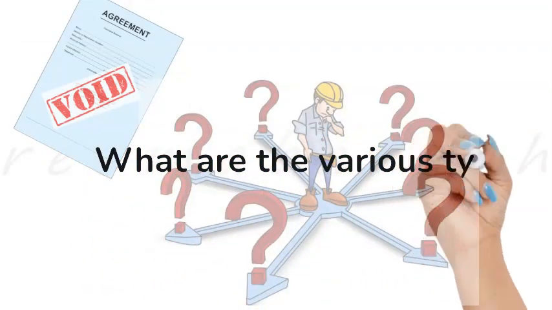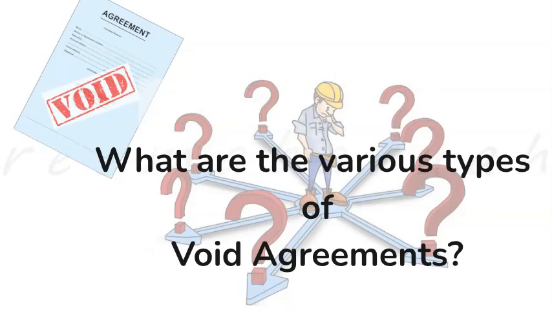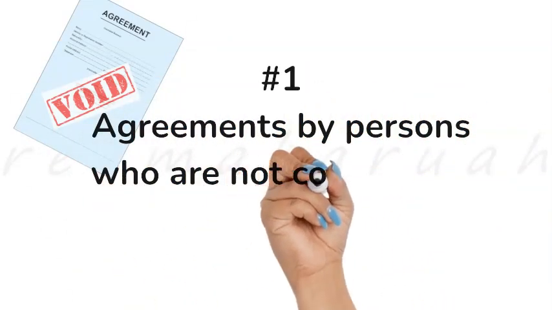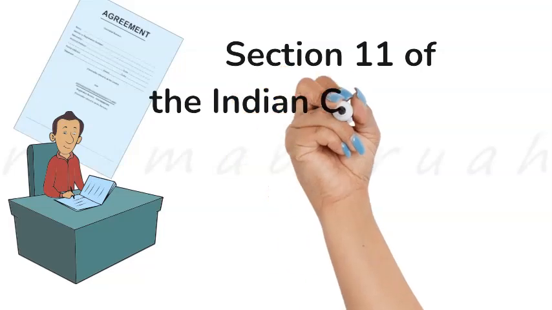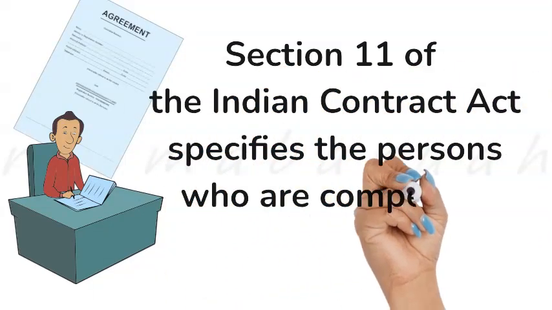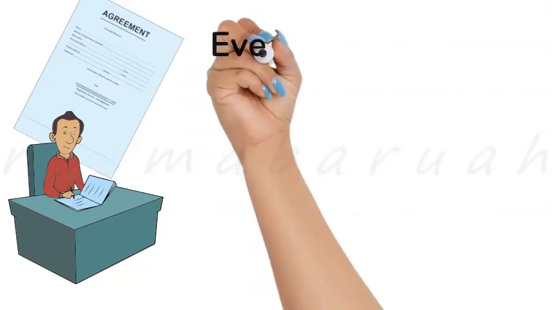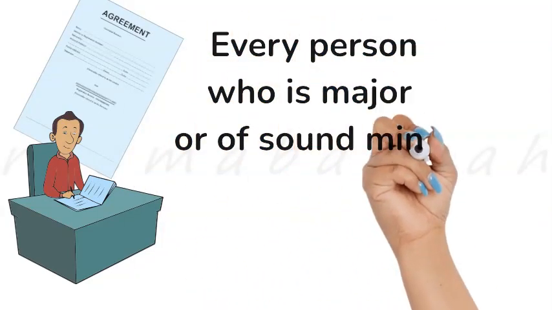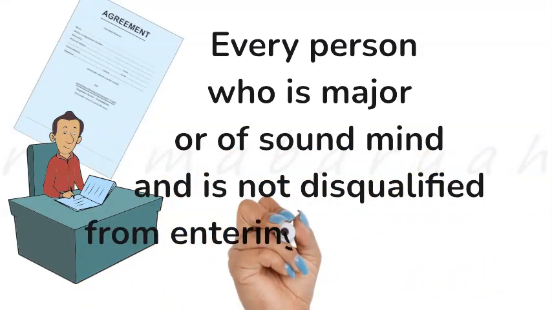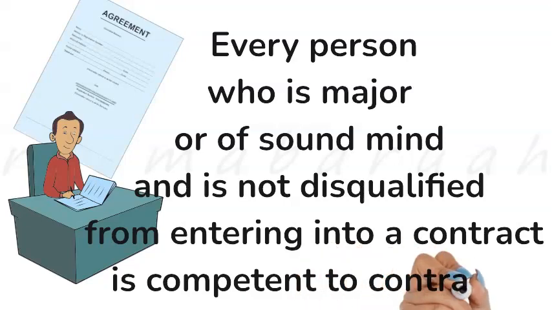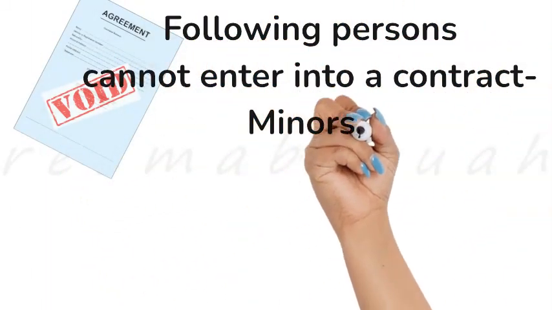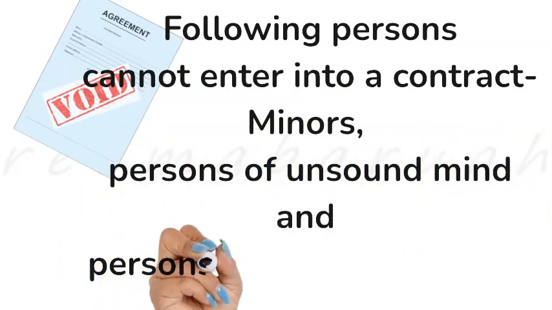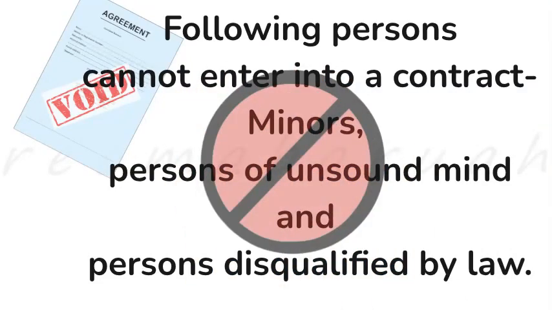Let us now discuss what are the various types of void agreements. Number 1. Agreements by persons who are not competent to contract. Section 11 of the Indian Contract Act specifies the persons who are competent to contract. Every person who is major or of sound mind and is not disqualified from entering into a contract is competent to contract. In other words, we may say that the following persons cannot enter into a contract: minors, persons of unsound mind, and persons disqualified by law.